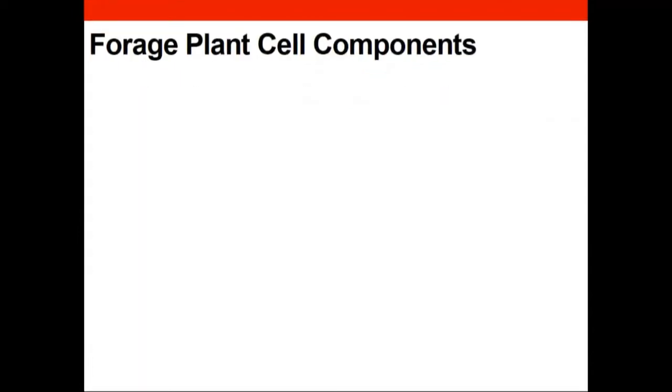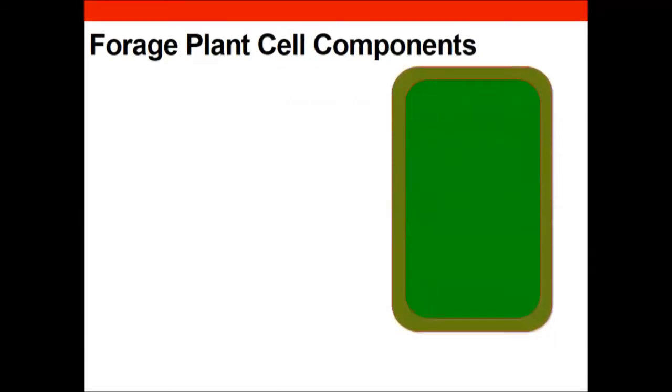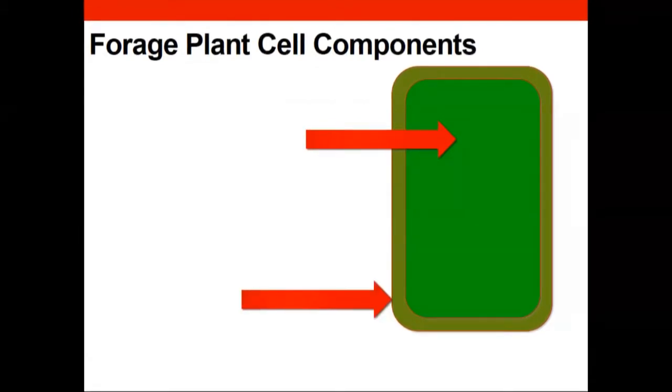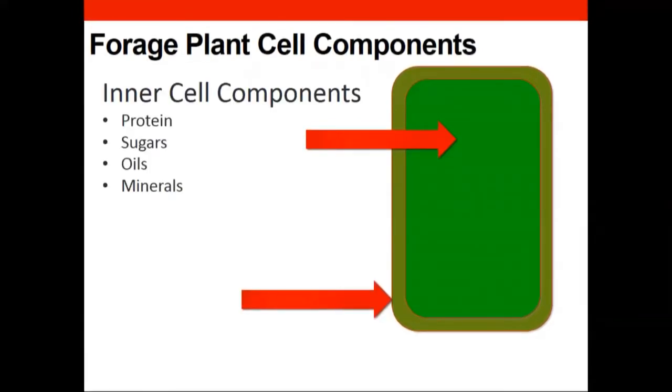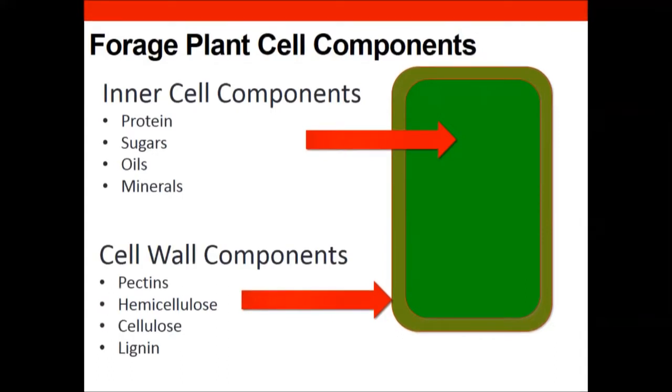So since we're talking about forages, I think it's important to understand the plant cell components and how that relates to the forage quality. So pretend that this is a plant cell. We have the inner cell components and the outer cell wall components. The inner components are going to consist of the things that are easily digestible: your proteins, your sugars, your oils, and your minerals.